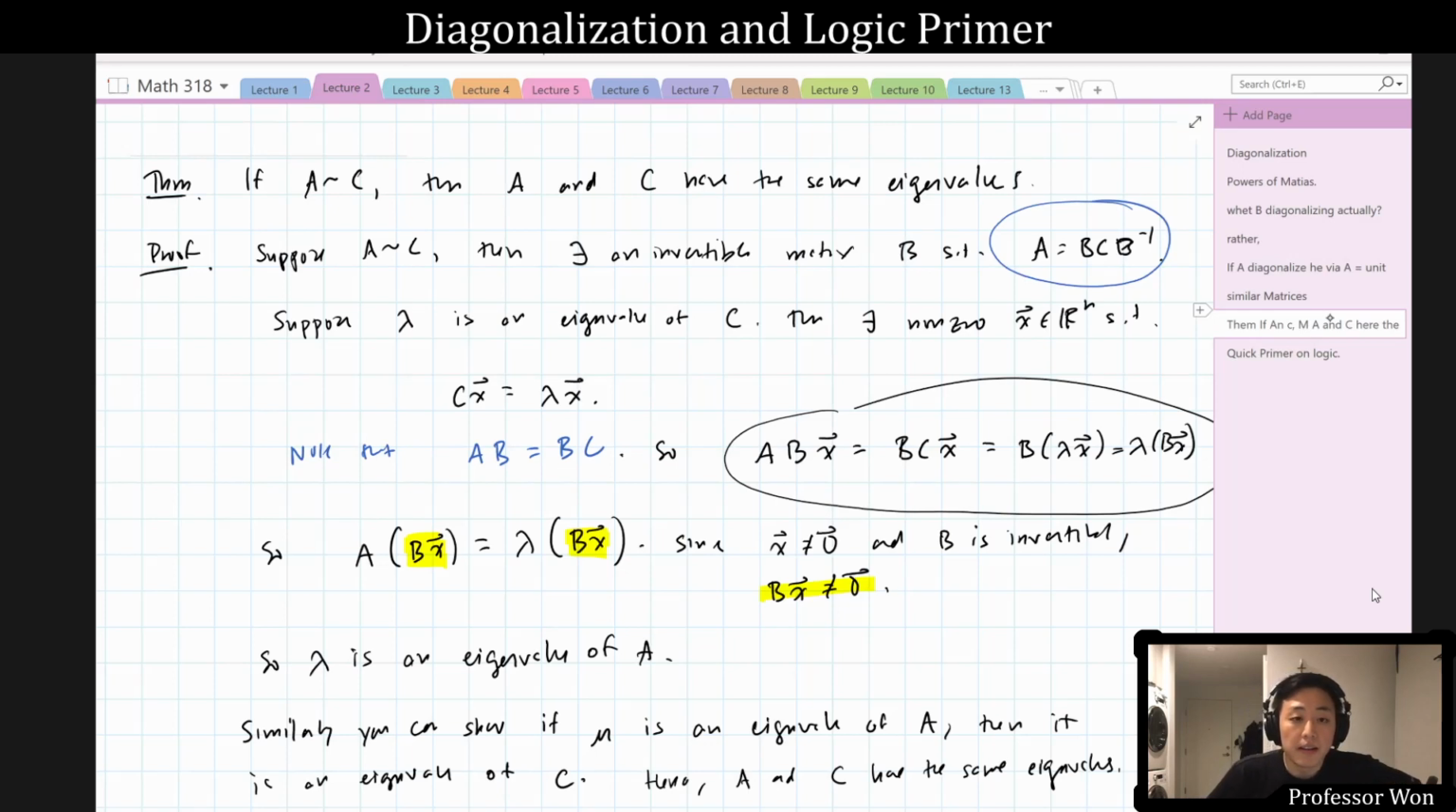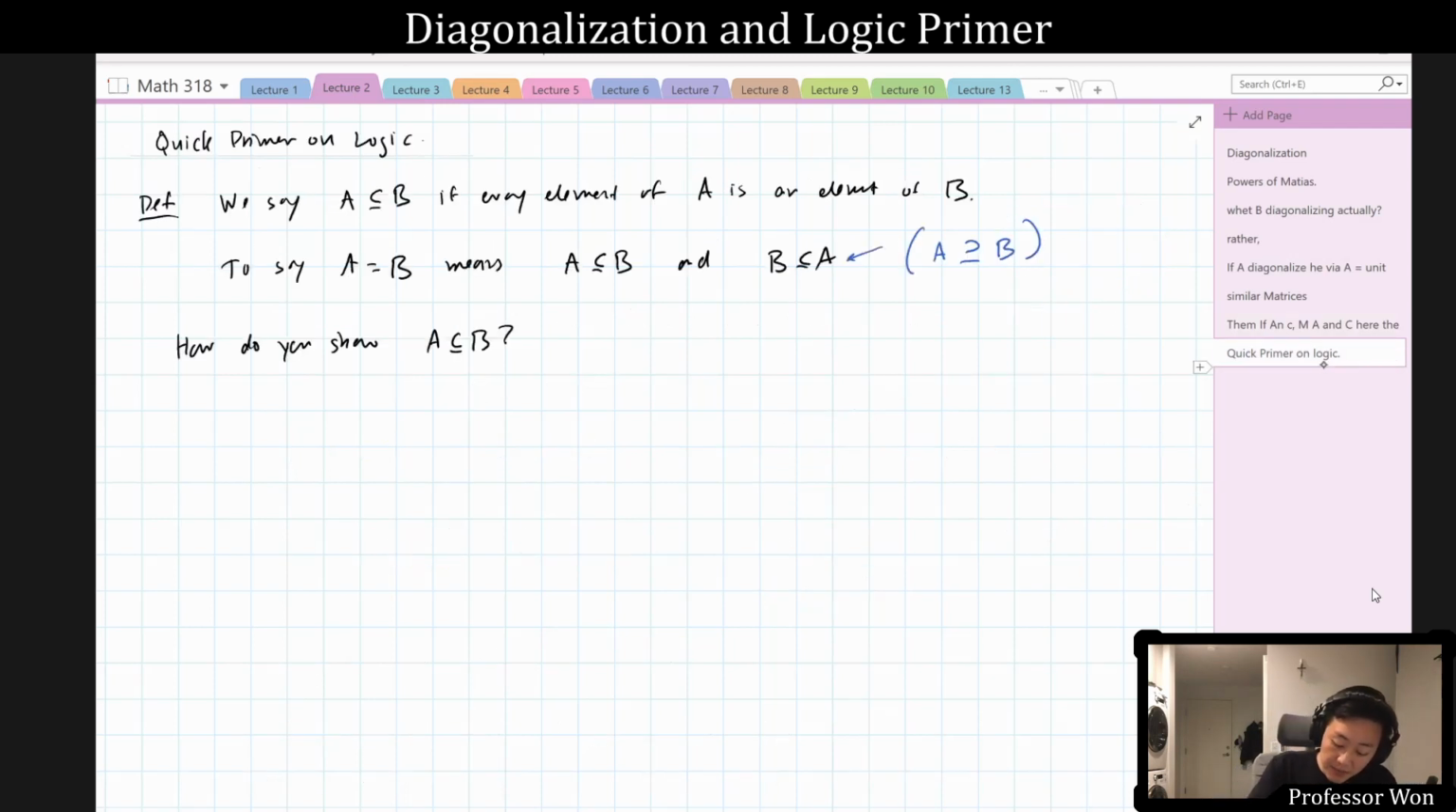How did I show that? In the first half of the proof, what we showed was that the set of eigenvalues of C is a subset of the set of eigenvalues of A. We showed that every eigenvalue of C is an eigenvalue of A. How did we do it? We picked a fixed but arbitrary eigenvalue of C, and we showed that it was an eigenvalue of A. So to show that A is a subset of B, what you do is you pick an arbitrary element a in A and show that a is in B.